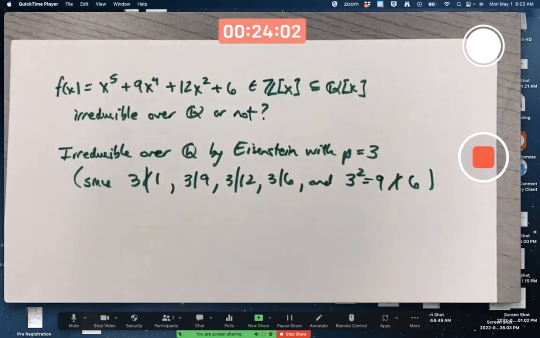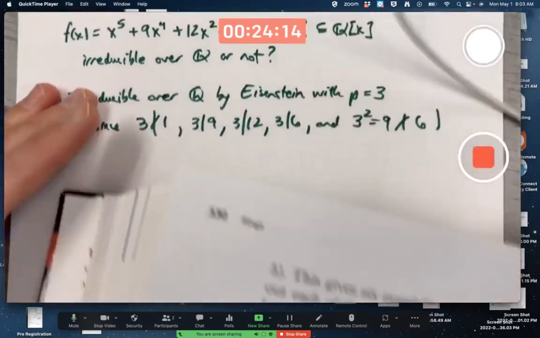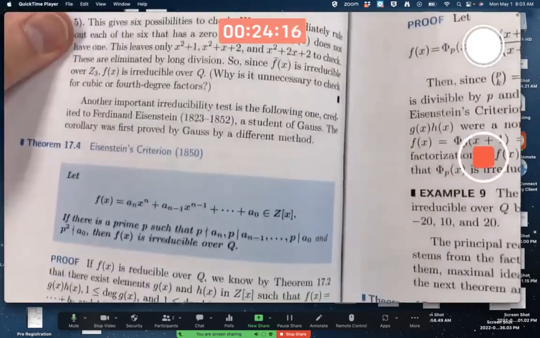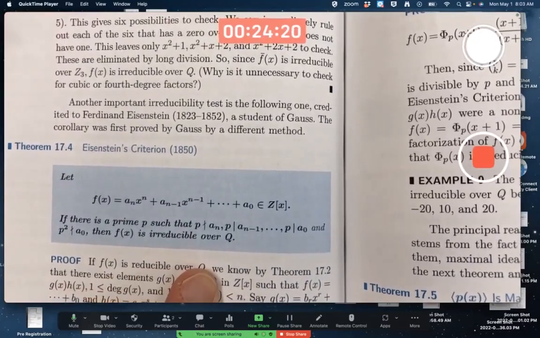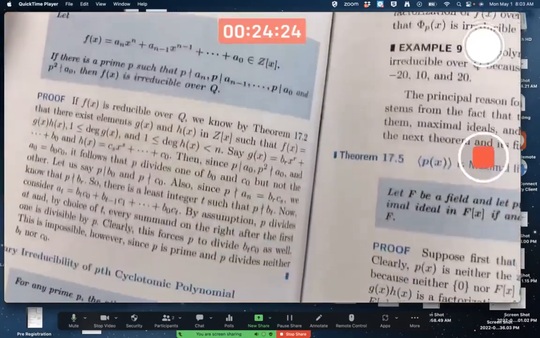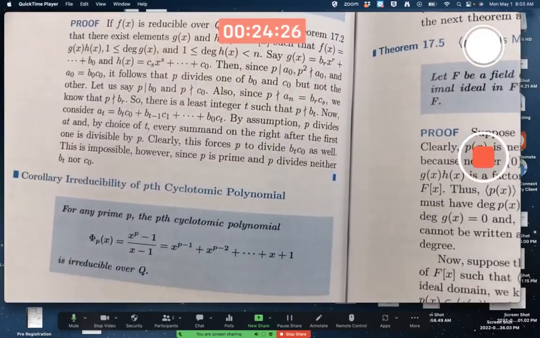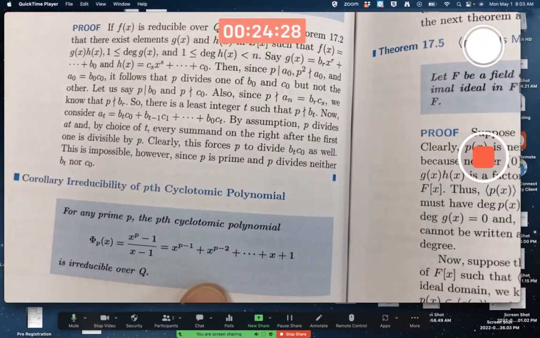What a weird theorem, Eisenstein. How'd you think of that? Well, to tell you the truth, I don't know. I haven't looked it up historically. But if you look at the next theorem, which is a corollary of Eisenstein, so here's Eisenstein's criterion right here, which we just used. Strange little fact. Probably, I'm guessing, Eisenstein was motivated by this corollary.